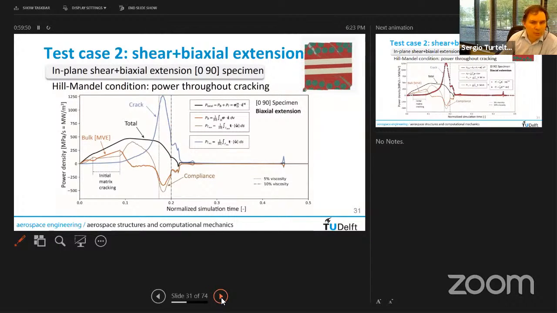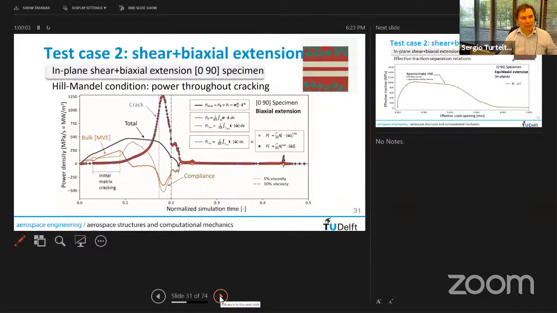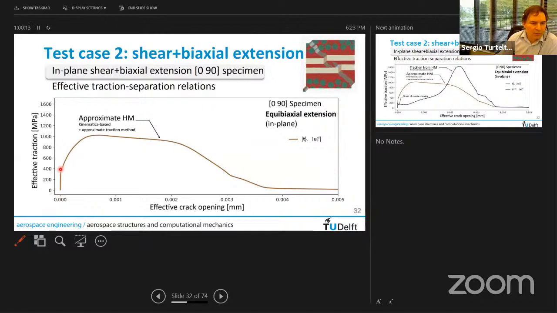And so again, we try the two methods for average, and we match exactly this curve. So we are very consistent from the point of view of energy. And again, we get very different traction separation laws in terms of the effective response. I will show you that in the next slide. This is the first method, which is an approximate Hill-Mandel condition. You observe here the effect of the matrix cracking already, and then at some point it decays.